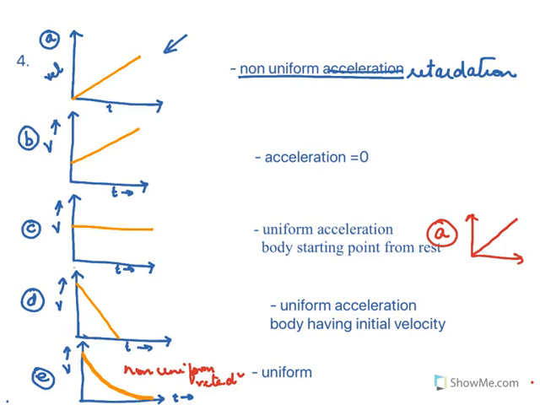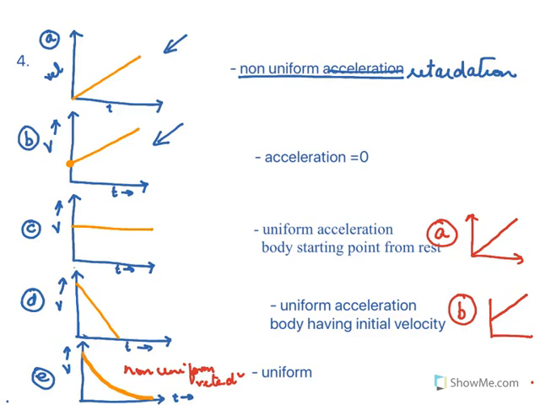The graph of A will be like velocity against time, uniform acceleration starting from rest. Now the second one here would also be uniform acceleration because the velocity is increasing, but the body is not starting from rest. If you notice here, the body is starting from this point. So B would be here, uniform acceleration, body having initial velocity. It is increasing uniformly, but not starting from rest, not starting from 0.